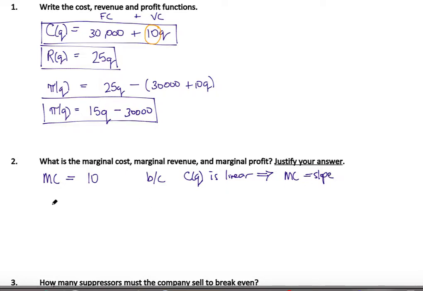The same thing is true for marginal revenue, right? Because my revenue function is linear, the slope of my revenue function is my marginal revenue. So for selling one more, it would just be $25.